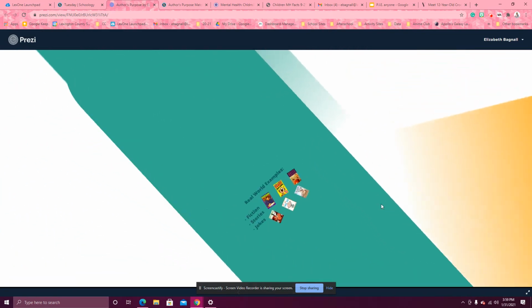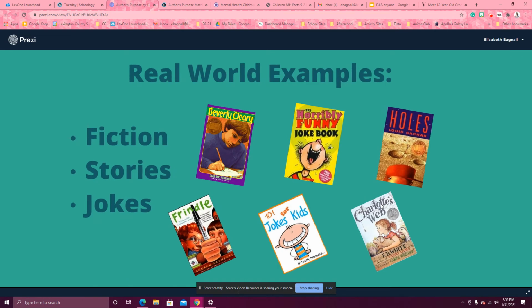All right, so here's some real world examples. Any kind of story is designed to entertain. Unless it is just giving you basic facts, it is designed to entertain. So whenever you pick up that Diary of a Wimpy Kid, which I know that all of you have read at least once in your lives, they are designed strictly to entertain you. Jokes are designed strictly to entertain you. The music that you listen to, the YouTube videos that you watch for hours on end about somebody playing Fortnite, they're all designed to entertain.